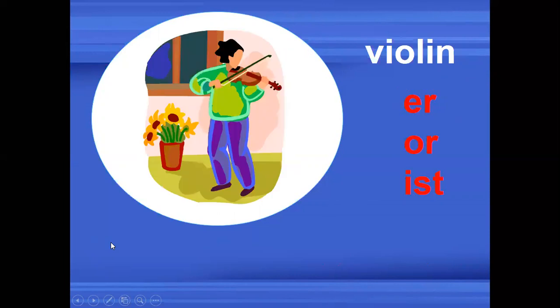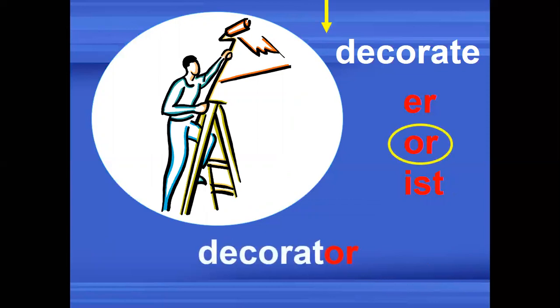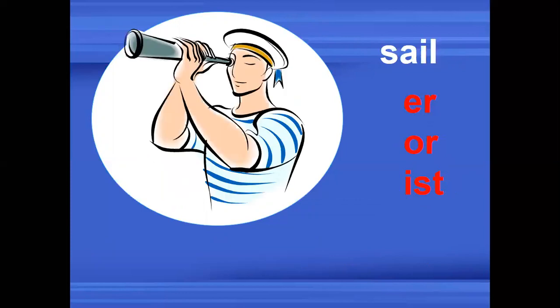That's just in case. Violin, for instance, in this case, violiner, violinor, or violinist. Violinist, so that's the one. Then decorate, we got decorator. Decorator is the job. Type, digitador, so typist. That's the job, typist. Sail, navegar. The job is going to be a sailor.